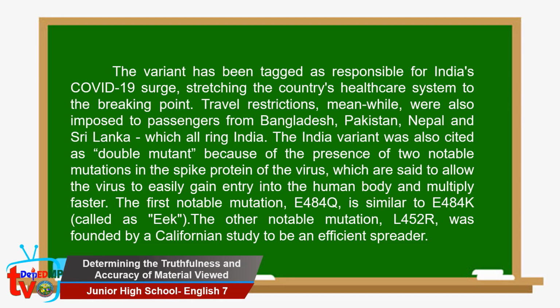The variant has been tagged as responsible for India's COVID-19 surge, stretching the country's healthcare system to the breaking point. Travel restrictions, meanwhile, were also imposed to passengers from Bangladesh, Pakistan, Nepal, and Sri Lanka, which all ring India. The India variant was also cited as double mutant because of the presence of 2 notable mutations in the spike protein of the virus, which are said to allow the virus to easily gain entry into the human body and multiply faster. The first notable mutation, E484Q, is similar to E484K, called as EEK.